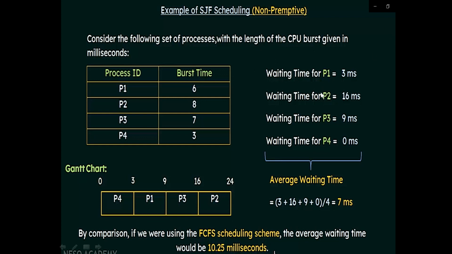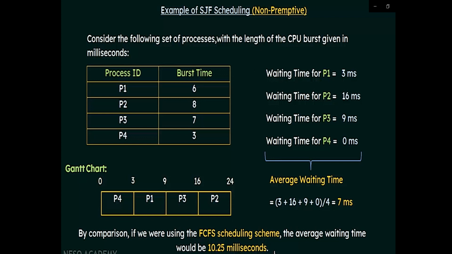As you can see from the Gantt chart, the waiting time for P1 is 3 units of time. So the waiting time for P1 is 3 milliseconds. The waiting time for P2: look at this, P2 starts execution after 16 milliseconds, meaning P2 waits for 16 milliseconds. So the waiting time for P2 will be 16 milliseconds.